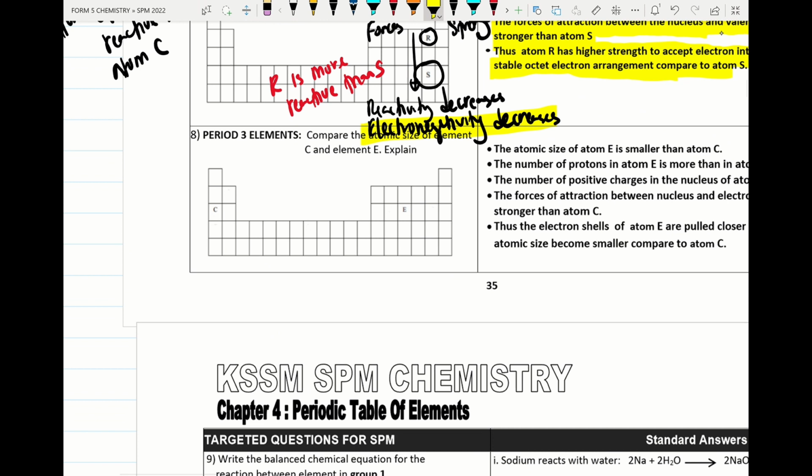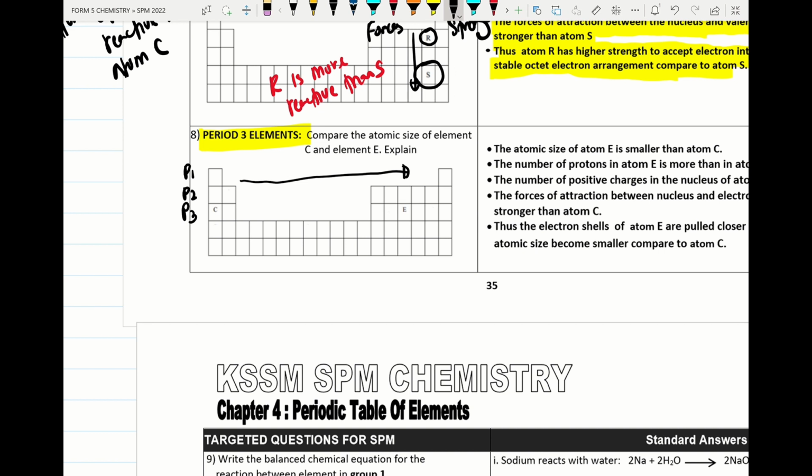Look at the period 3 element. Elements in period 3 are arranged together because they have 3 shells filled with electron. So this is period 1, this is period 2, this is period 3. When going across period 3, the atomic size or atomic radius, please remember, decreases. So the atomic size of C is bigger, the atomic size of E is smaller. Why? Because when we see the proton number of C, it has 11 protons, E is 15.